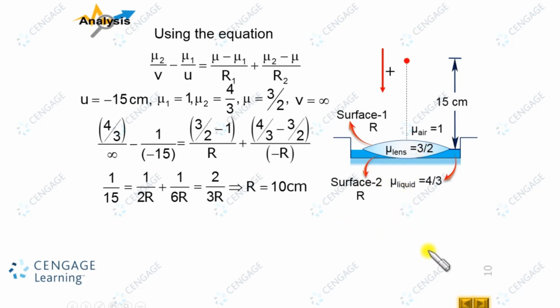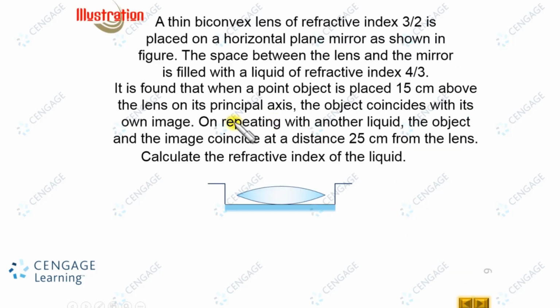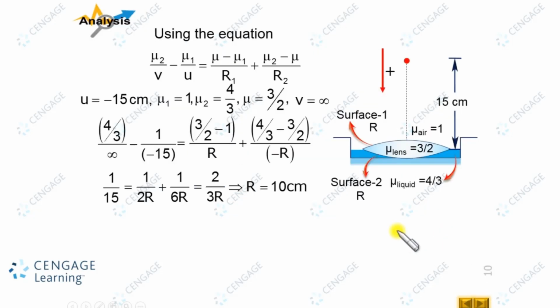Now let us consider the second situation. In the second situation, we replace the liquid with one of unknown refractive index. In this particular case, the image and object are coinciding at a distance 25 centimeter. That means the situation is the same, because we got the values of R1 and R2, that is R equal to 10 centimeter, and U equal to minus 15 centimeter in this case. These values are the same, and V is again infinity, and here we have one unknown, that is the refractive index, the mu2 value.